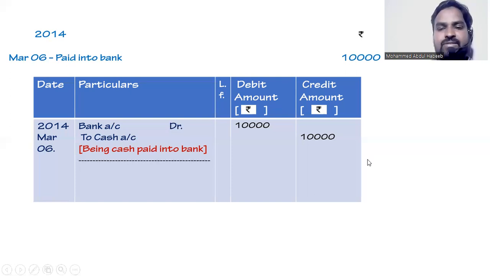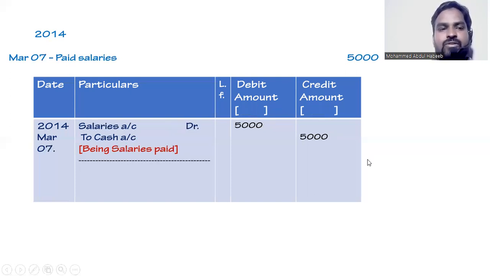Coming to our next and the last transaction for this problem, which is on 2014 March 7. Paid salaries 5,000 rupees. So here the date will be taken as 2014 March 7. Paid salaries. It is an expenditure to the business. So cash is going from the business, so cash will be credited, and the name of the expenditure will be debited. This time the business is expending towards salary. So this time the name of the expenditure is salaries. So salaries will be debited, and cash will be credited.